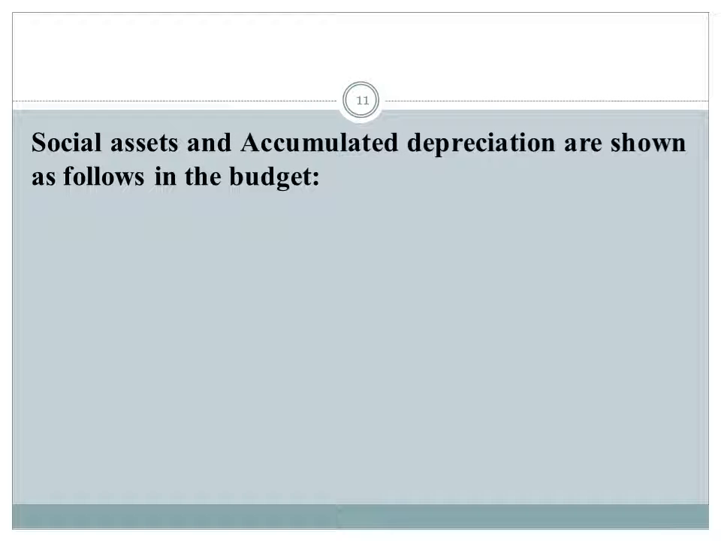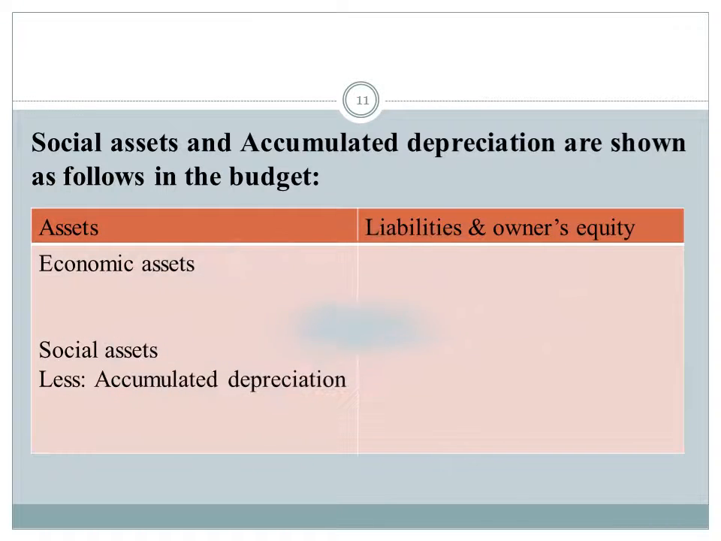7. According to the balance sheet, or our budget, social assets and accumulated depreciation are shown as follows. Assets: there are economic assets and social assets. Any assets should appear in the balance sheet. So social assets less accumulated depreciation. On the right side, liabilities and owner's equity.